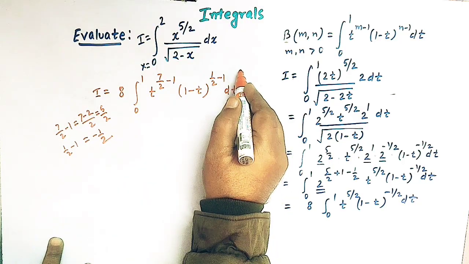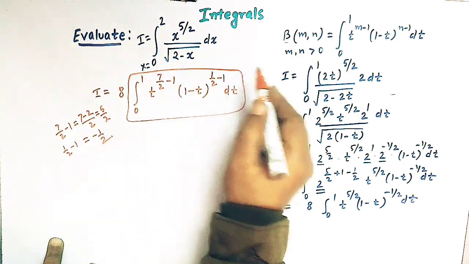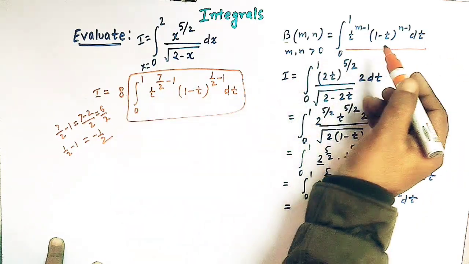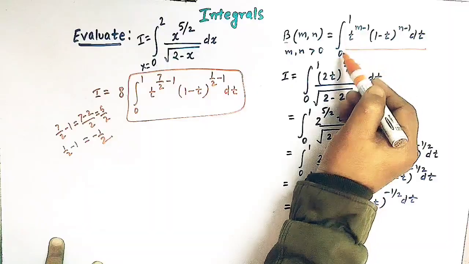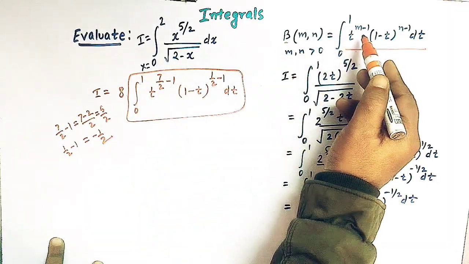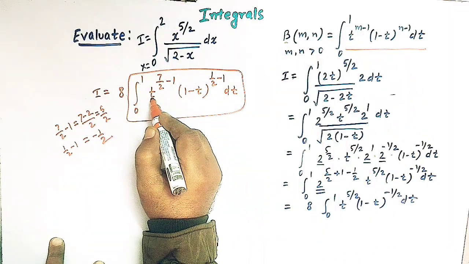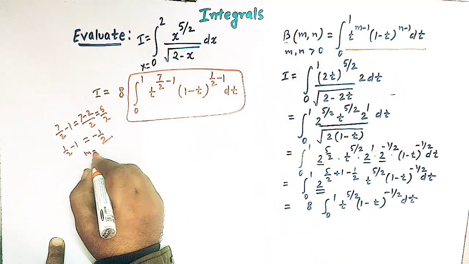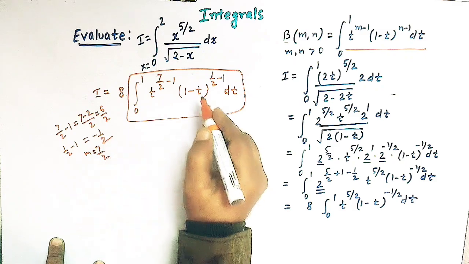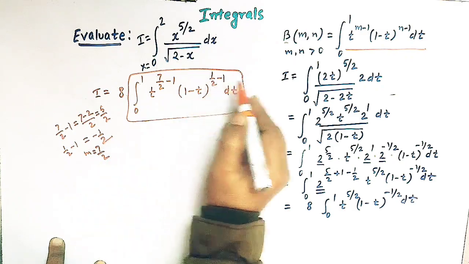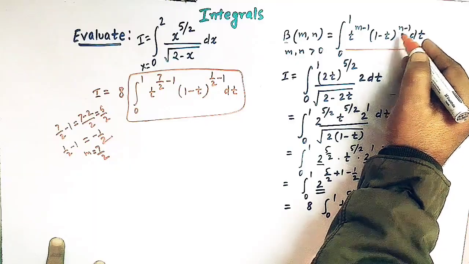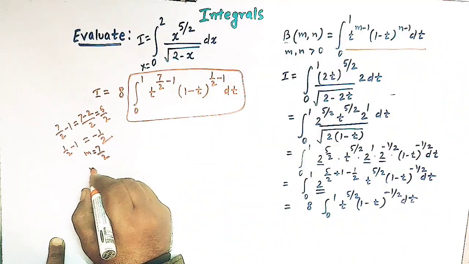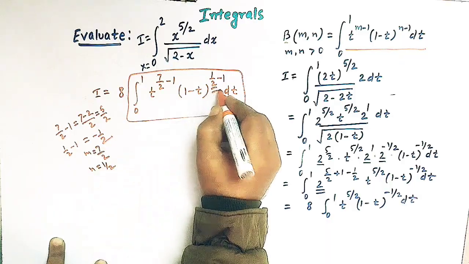So now we can see that this integral is similar to this one, right? And if we compare this integral with this one, then here we have 0 to 1, 0 to 1, and t raised to m minus 1. So here we have t raised to 7 over 2 minus 1. So comparing, m is equal to 7 over 2, and here we have (1 minus t) raised to half minus 1. So here we have (1 minus t) raised to n minus 1. So comparing again, we can now write n is equal to half, right?